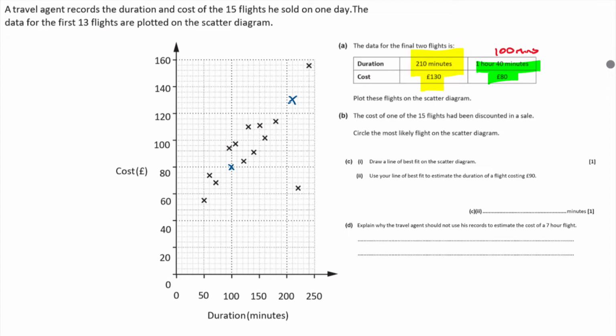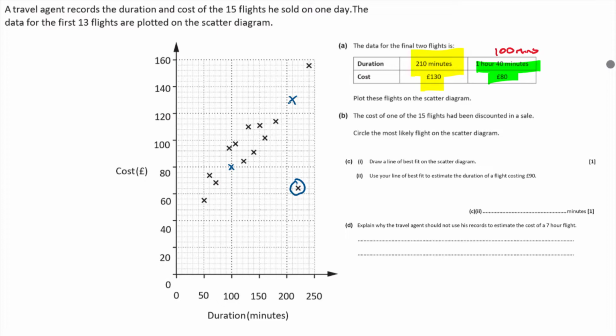Part B says the cost of one of the 15 flights has been discounted in a sale. Circle the most likely flight on the diagram. Okay, so all the rest kind of line up in a fairly much a straight line, but we've got this one down here, haven't we, which is kind of sitting all on its own. That one is our outlier, so I assume that one's the one that's been discounted. All the ones at about 210 have been up at the cost of about 130, haven't they? So that one is significantly lower. So I think that's the one that's been discounted.